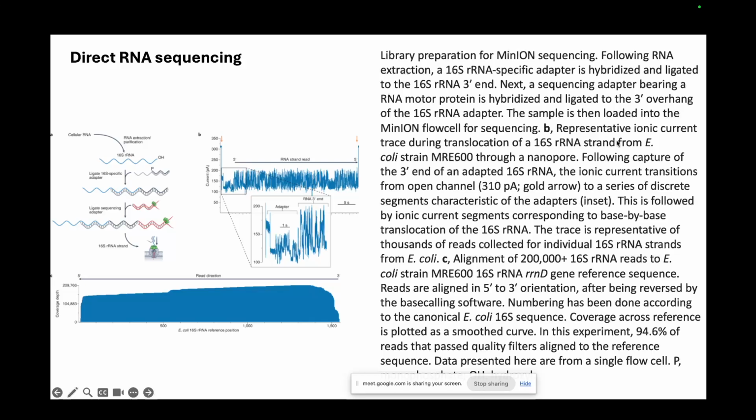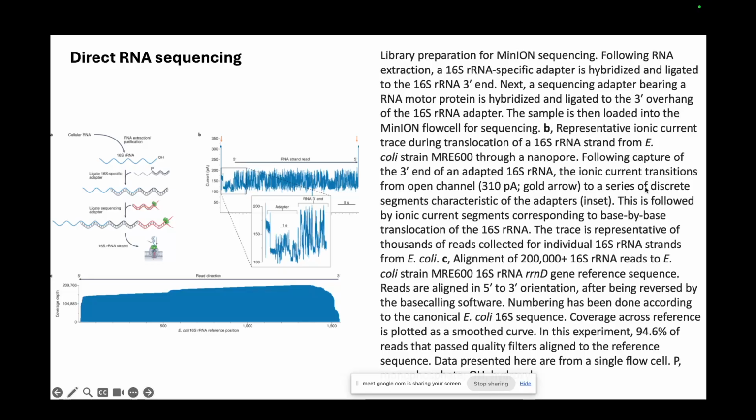So this is a representative ionic current trace during translocation of this 16S rRNA strand from E. coli through the nanopore. So basically, again, the idea is similar, that if you pass your sequence through a pore and it changes the amount of current, how much it changes by will tell you what particular base is at a particular location, right?